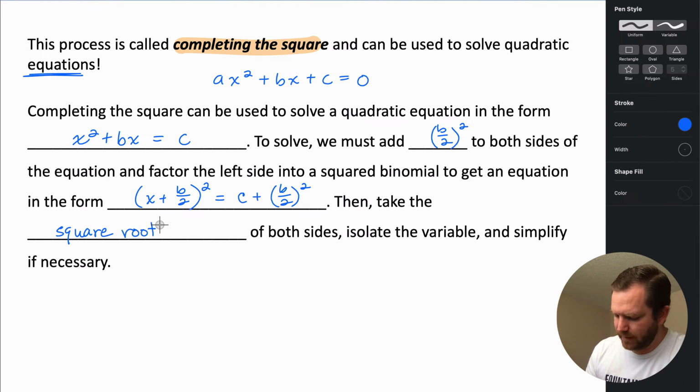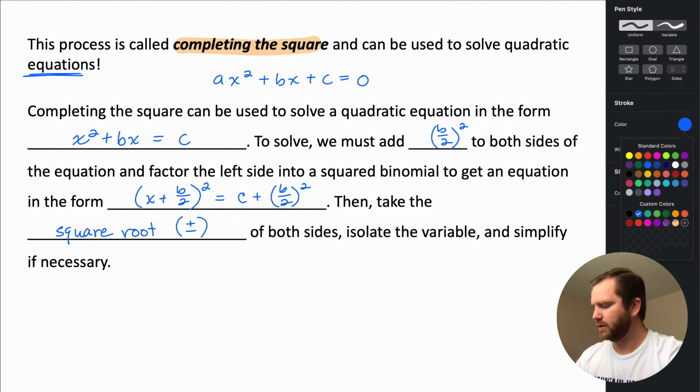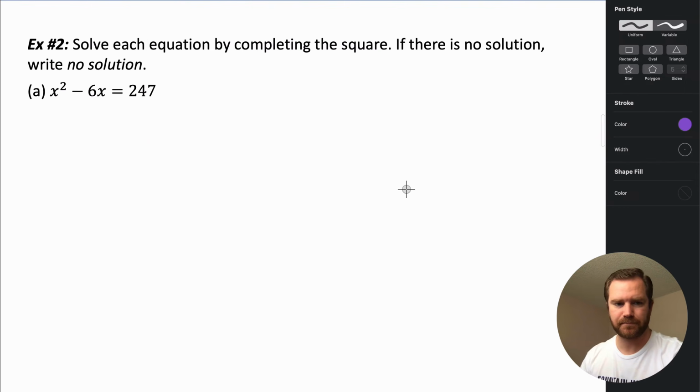And if you recall from our last video, anytime you take the square root of our constant, we have to introduce the plus or minus. So take the positive and negative square root of our constant. Then we would go through the process of isolating the variable and simplifying if necessary. Okay, so let's try and do this full process for a problem.